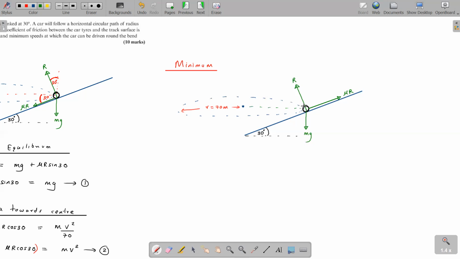So 30 degrees comes over here. All you've got to do is again do the same thing: consider vertical equilibrium and consider F equals ma towards the center. So when you consider vertical equilibrium, you can see that this 30 degrees comes over here as well.